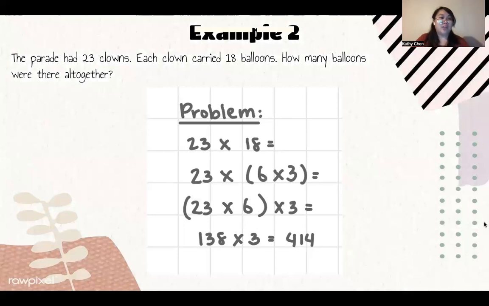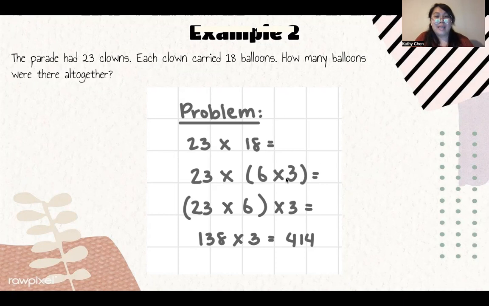So example 2, the problem is: the parade had 23 clowns. Each clown carried 18 balloons. How many balloons were there all together? So what is this problem asking for? The problem is asking us to multiply 23 by 18.